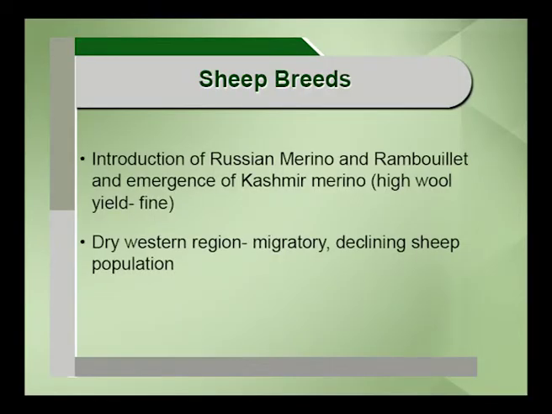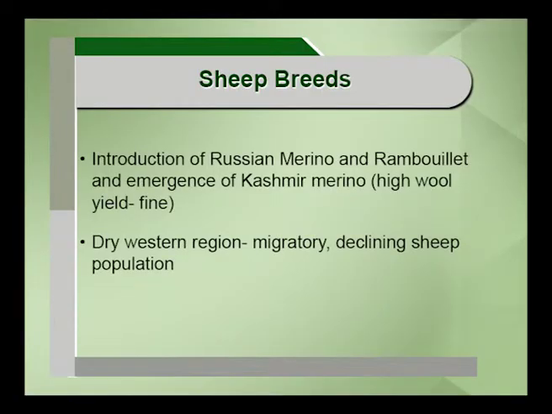And one important thing as far as sheep breeds are concerned, we have introduced the Russian Merino and Rambouillet. Because of the introduction of these Merino, basically the purpose is wool. And because of that, there was a lot of problem for the traditional indigenous sheep breeds. But still, one important thing I wanted to mention, because of the introduction we developed the Kashmir Merino, which is known for high wool yield and quality, the wool that is very, very fine. That is a very important thing as far as sheep breeds are concerned.